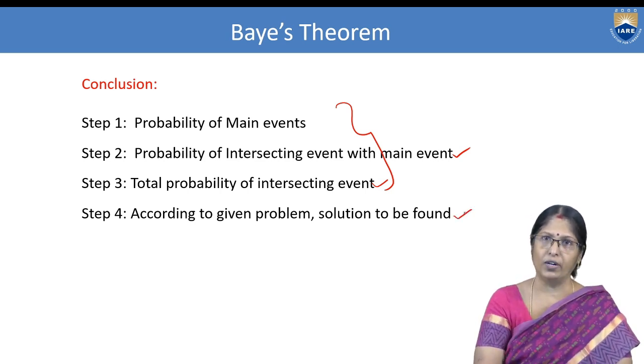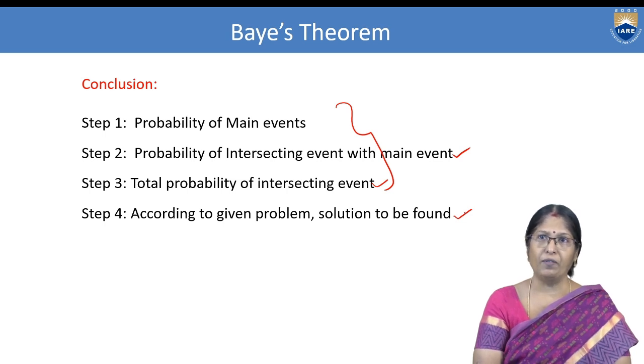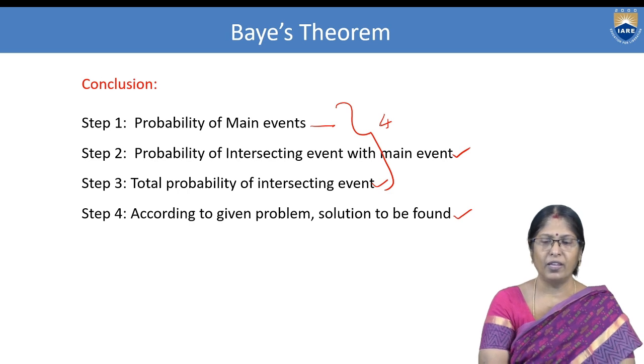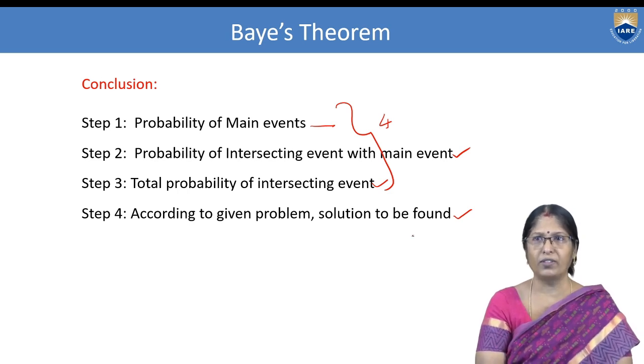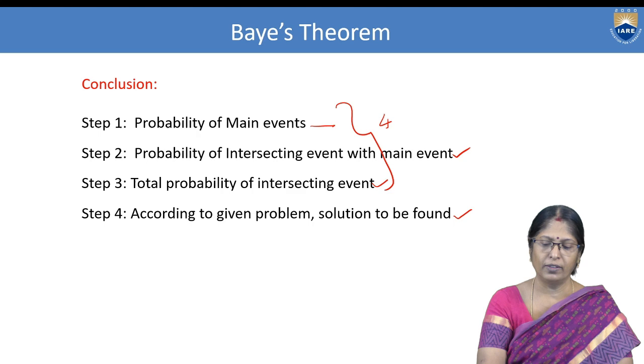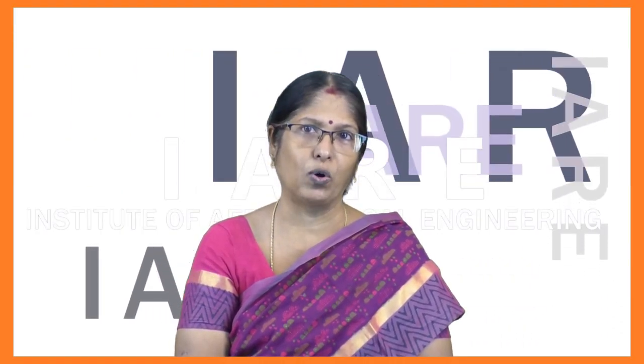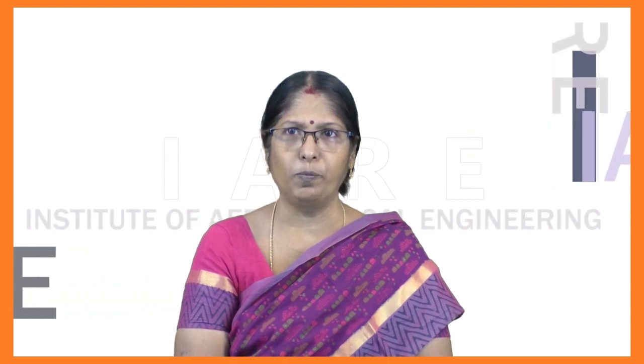Step 4 onwards, regarding the main events, suppose 4 events are there. In the question, whichever main events they are specifically asking about, that is to be solved. This is the easy way we can solve Bayes theorem problems.